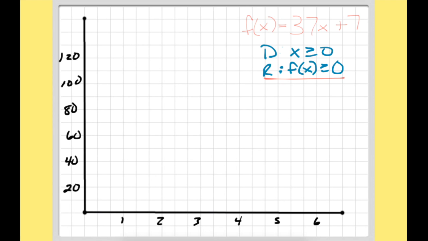So our first output, in year 0 actually, is 7, just shy of halfway to 20. After 1 year, we're at 44, so we're just above the 40 mark. Year 2 would be at 81. Year 3, we'd be at 118. So we can draw our ray from there.